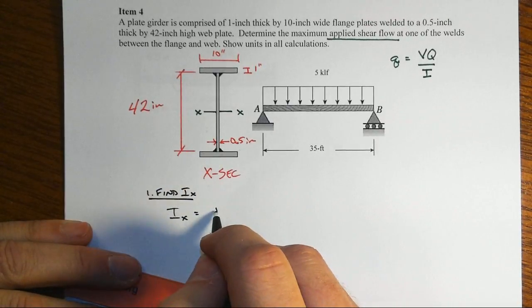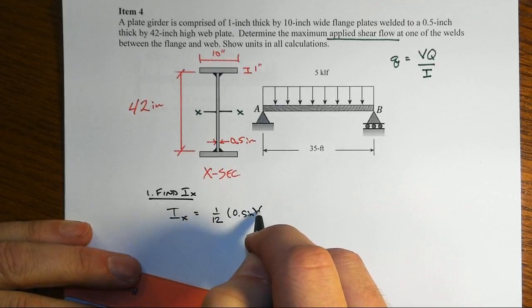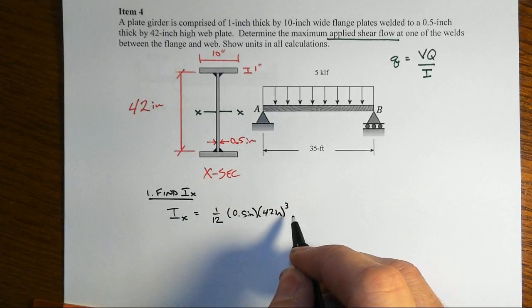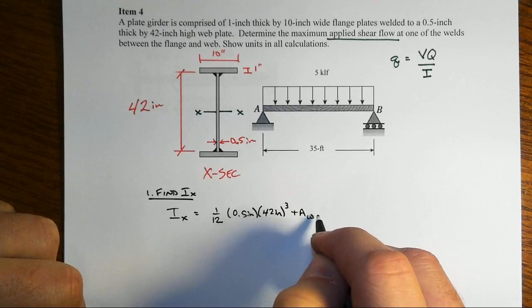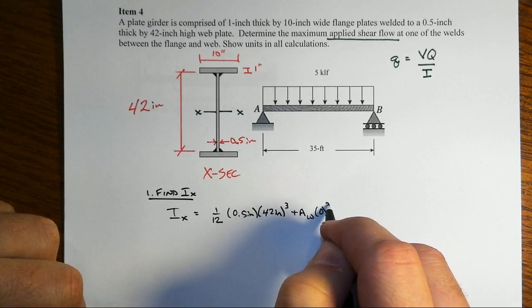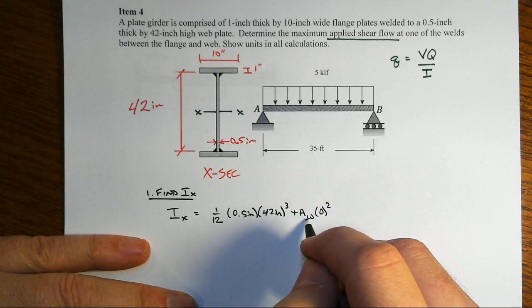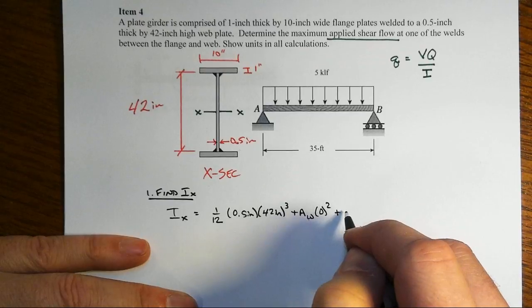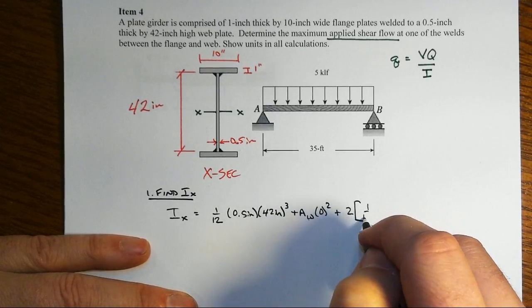Take the web plate first, 1/12 of the base of a ½ inch times the height of 42 inches cubed. Its centroid is at the neutral axis, so the Ad squared term is going to be 0 there. That'd be area of the web plate, which is not 0, but the other term is 0, so we don't need it. And then we have two flange plates, and we have another 1/12.